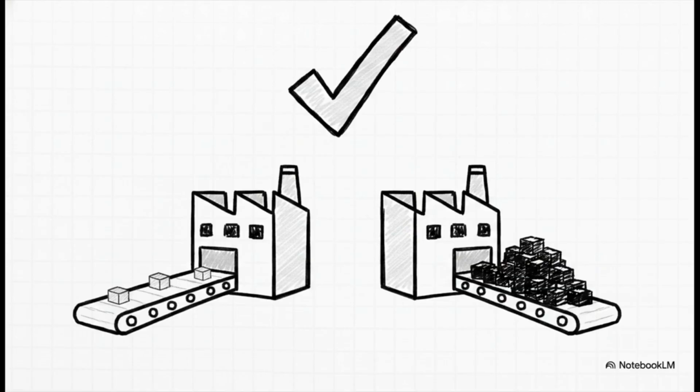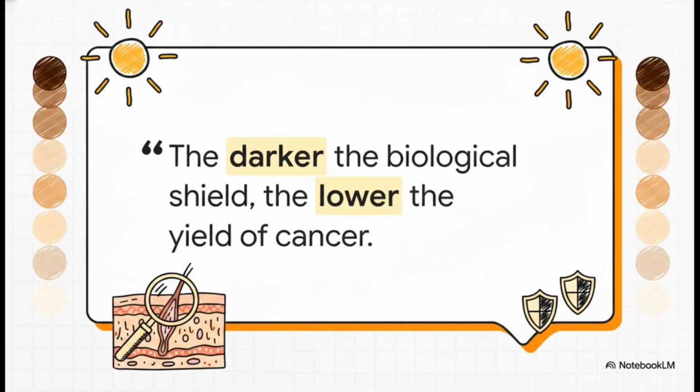To wrap things up today, I want to leave you with a really powerful concept. The darker the biological shield, the lower the yield of cancer. It really leaves you wondering, doesn't it? When you look in the mirror tomorrow morning, you aren't just seeing a color.